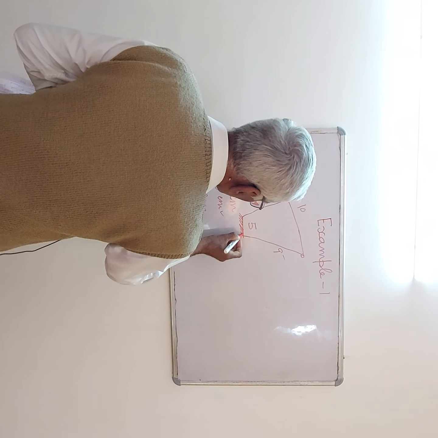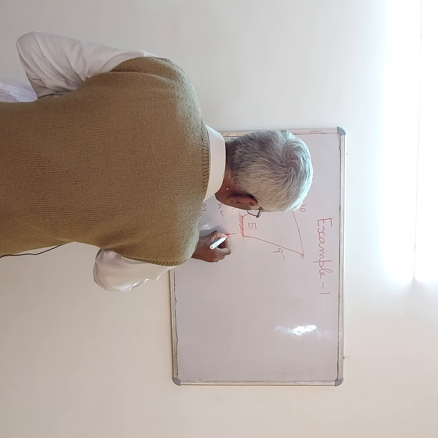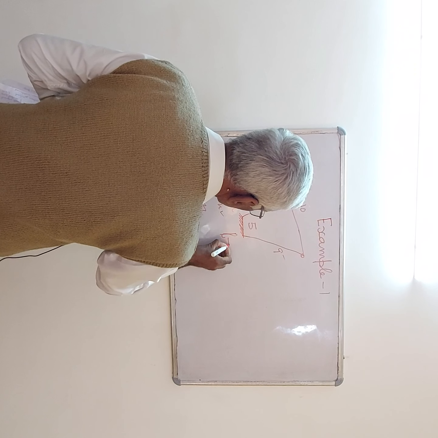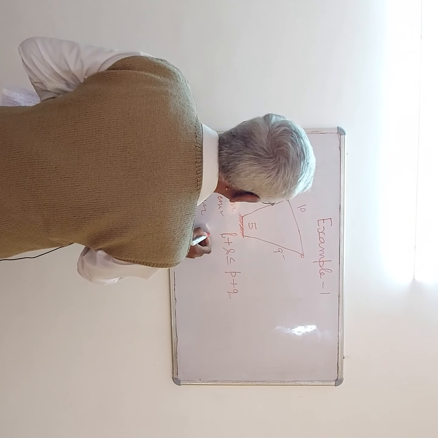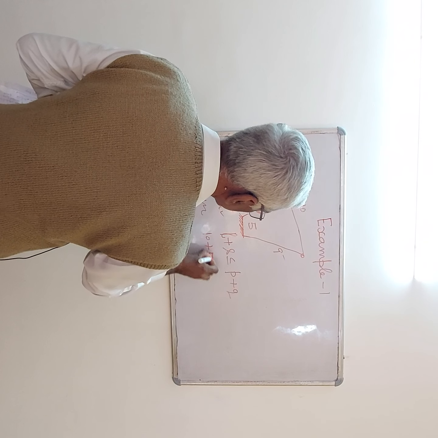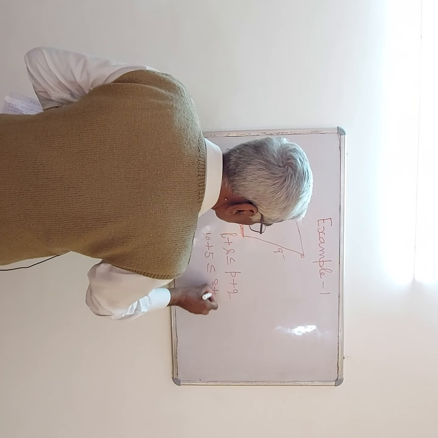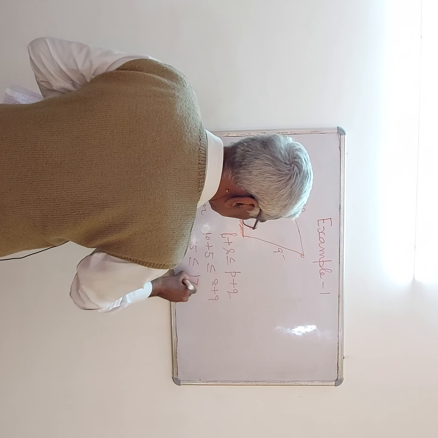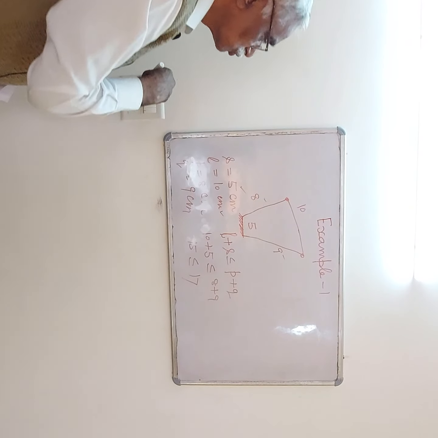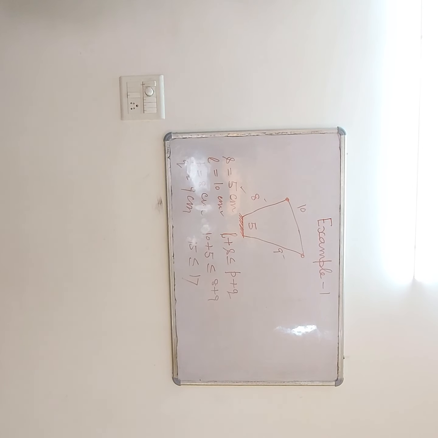So the condition for a Grashof mechanism is satisfied: L plus S is less than or equal to P plus Q. So L is 10 plus 5, 15, is less than or equal to 8 plus 9, 17. So the condition of a Grashof mechanism is obtained. So what type of mechanism is it? You have to indicate it.